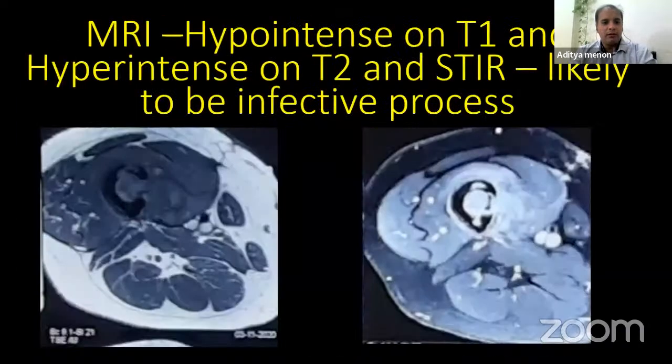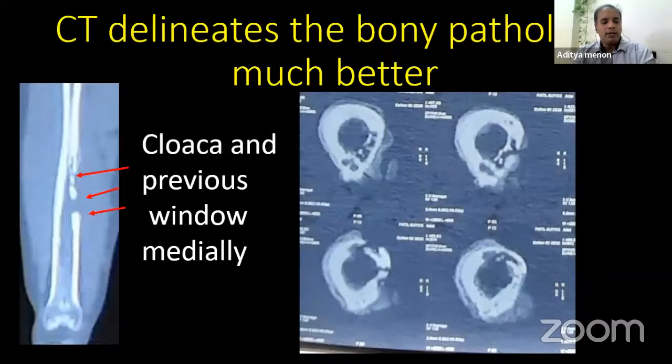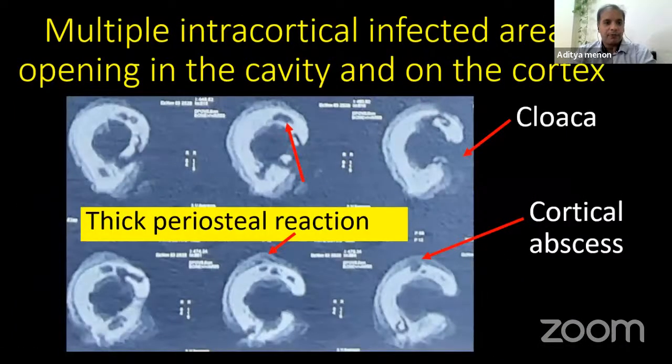Going back to the MRI, it was clearly an infective process, low on T1, hyper on T2. We added a CT scan here because it gives a much better picture as far as the cloaca is concerned, the previous window, sequestrae, and small areas of cloaca anteriorly, posteriorly, which you would otherwise miss on an MRI. This thick periosteal reaction, you see this abscess between the two cortices, the endosteum and the periosteum. You would miss that if you had not done a CT scan.